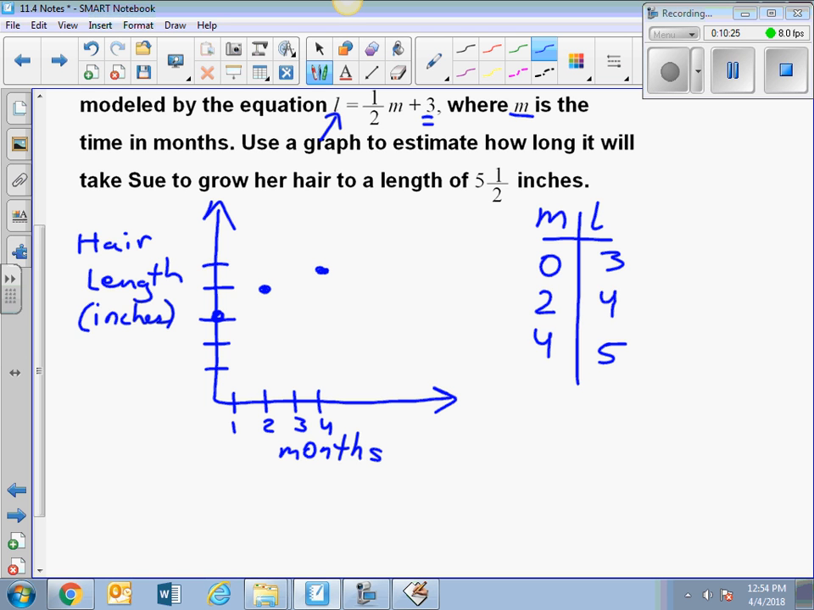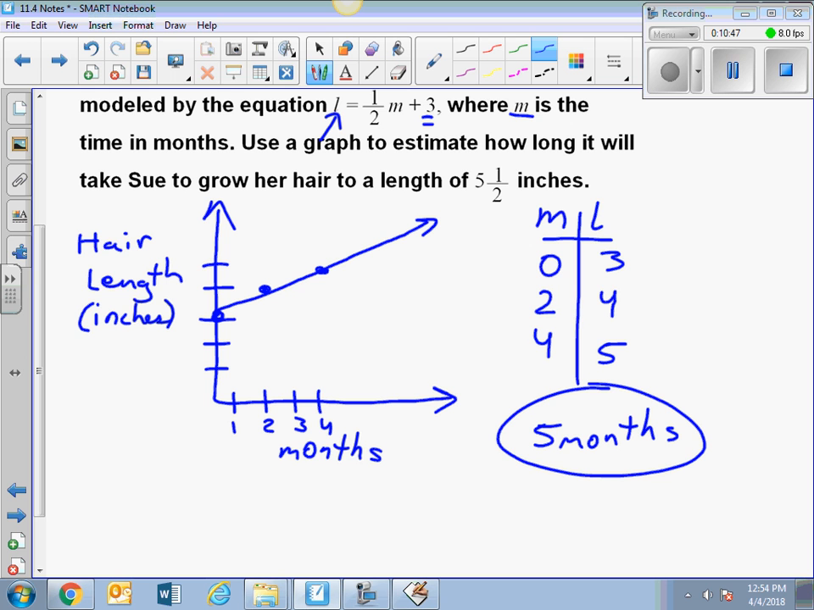Does that give us a good enough graph to estimate when this will hit 5.5 inches? What do you guys think? How many months? 5. Once you get that far, it's pretty darn easy. So it would be 5 months. We could have kept going and put another value in. You can always do that if you can't figure this out.